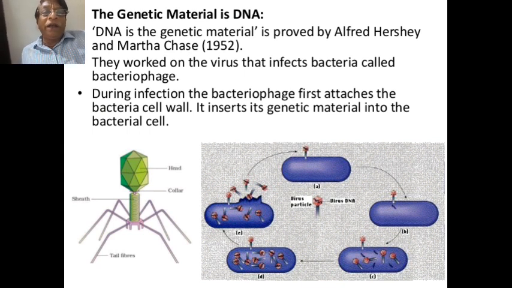This experiment is called Hershey and Chase experiment. It's also for 5 marks. Now the heading, the genetic material is DNA. DNA is the genetic material, as proved by Hershey and Chase in the year 1952.